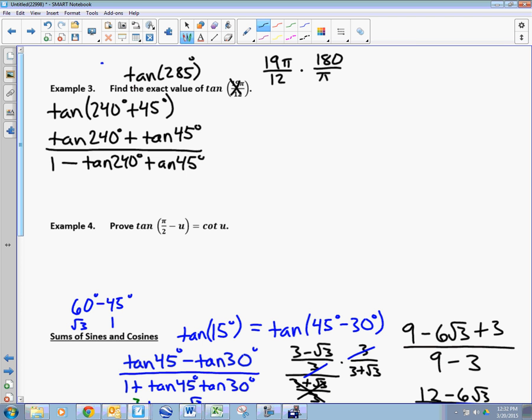What's tangent 240? Where'd you find that? On the unit circle sheet. So you either got to know it, or you got to construct a unit circle, use your 30, 60, 90, or you got to look at your table. So you got to do it one way or the other.